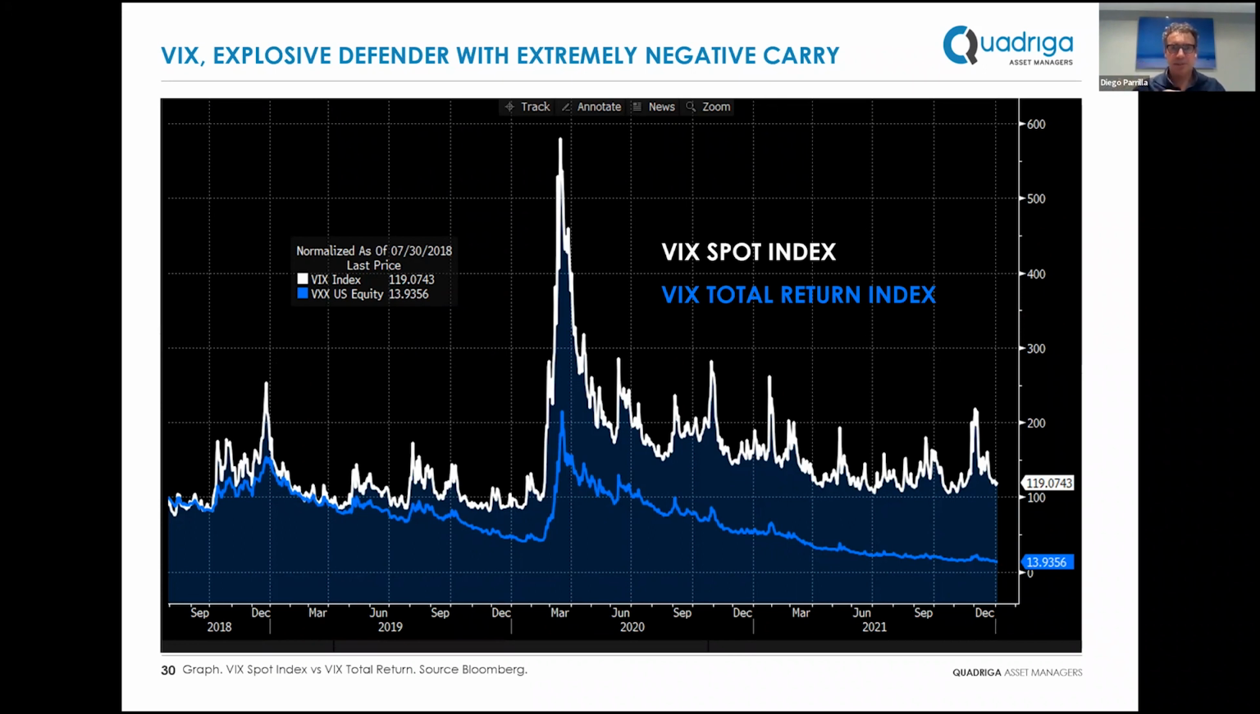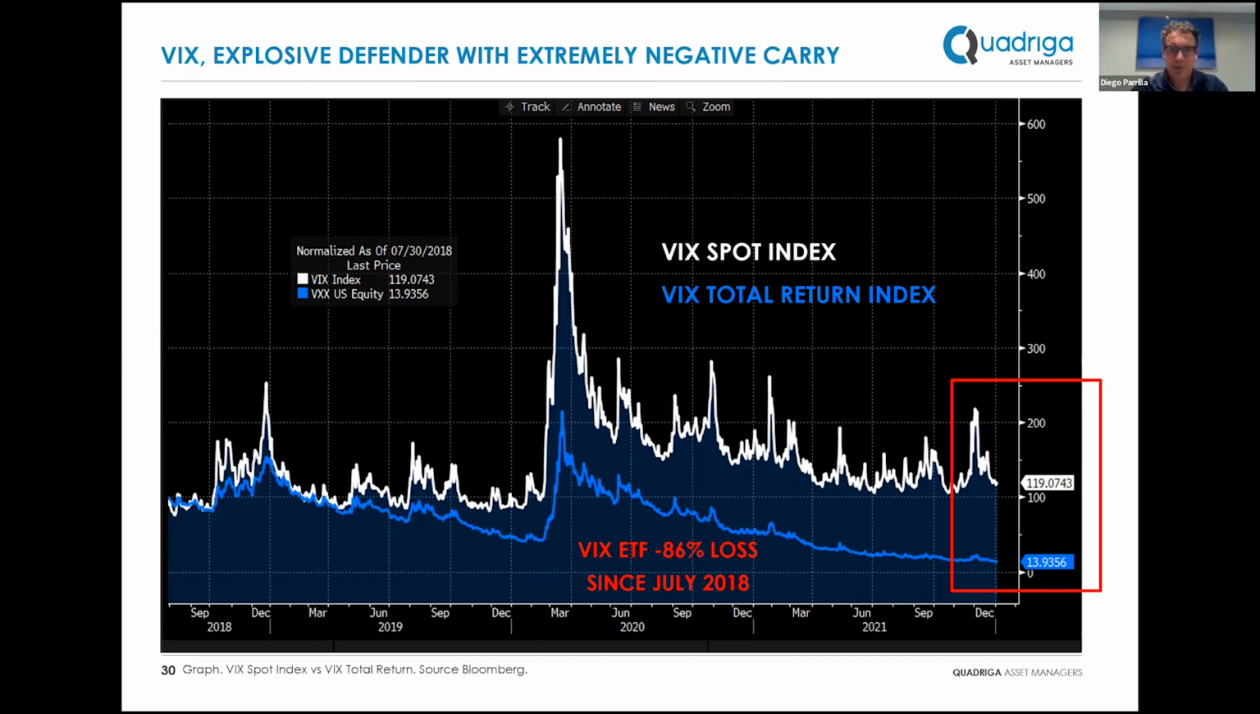The challenge for those who want to acquire insurance is, if you look at something like the VIX, the carry, the cost of this insurance. And what you see here in white and blue, in white is the index as you see it on your screen. In blue is what you get in your pocket. And basically what you see is that the cost of being long this insurance and rolling these futures over time has created an incredibly negative drag.